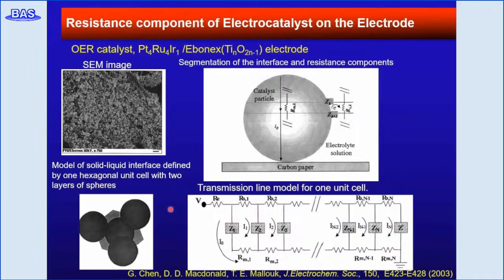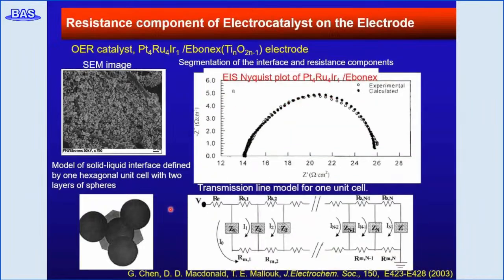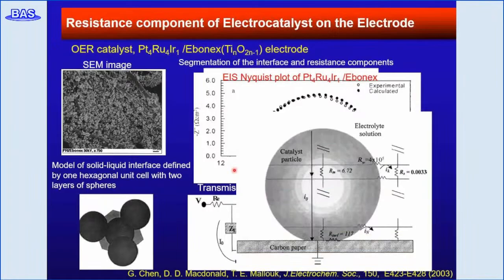The obtained EIS plot as a Nyquist plot is shown here. This experimental EIS result was simulated by the transmission line circuit model. From the simulation, the resistance values were obtained as shown here. The carbon and catalyst contact resistance is in the 100 ohm range.